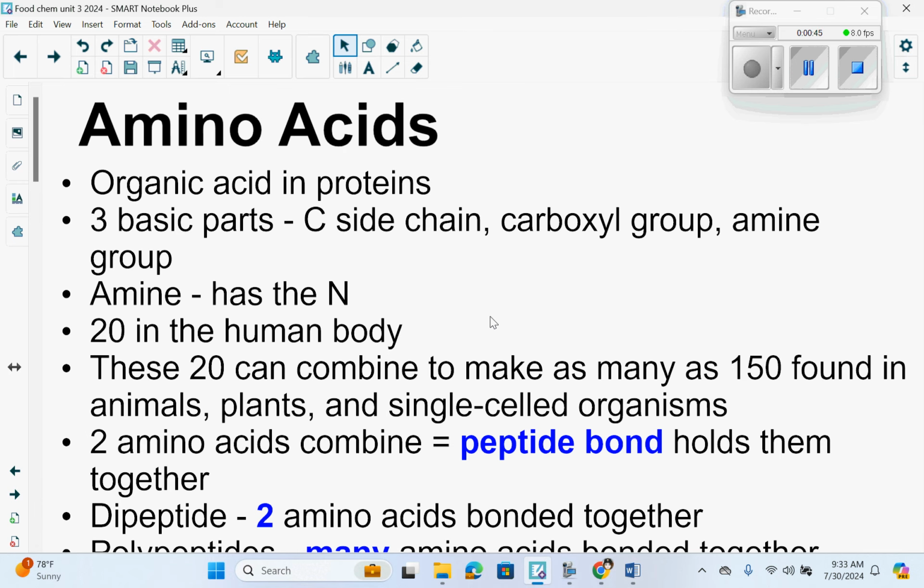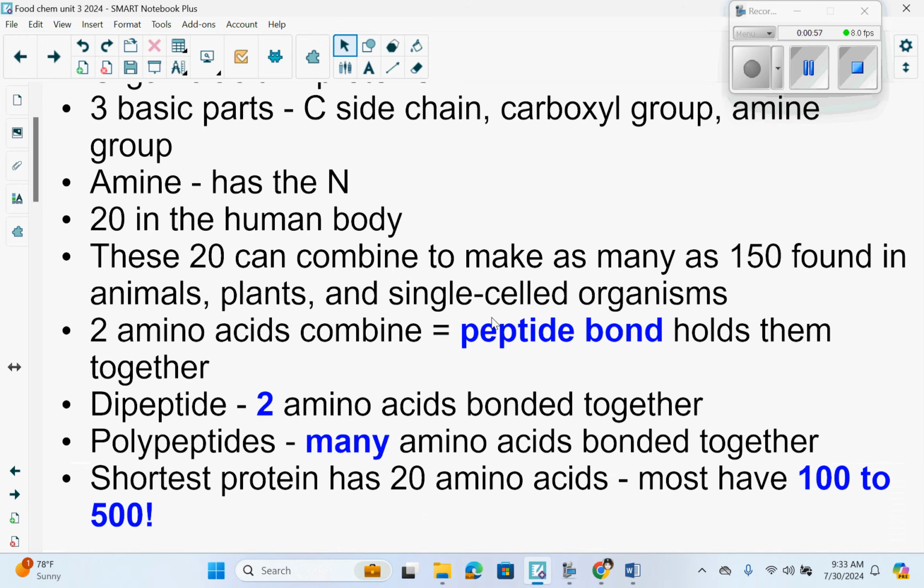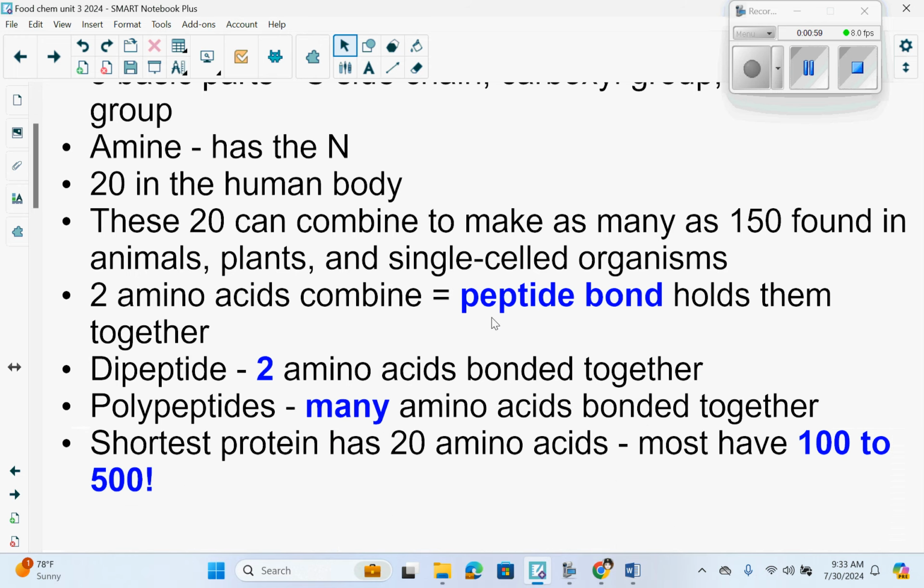So, amino acids. This is the organic acid in proteins. There are three basic parts. You have a carbon side chain, a carboxyl group, and an amine group. It is the amine that has the nitrogen. There are 20 amino acids in the body. These 20 can combine to make as many as 150 found in animals, plants, and single-celled organisms.